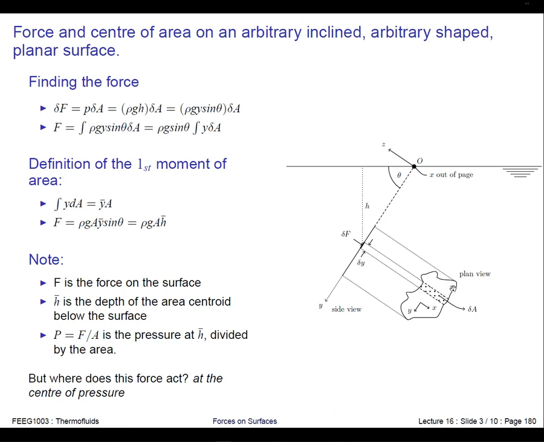But in the general case, it's a funny shape. You'd have to know what the first moment of area was, and then you can work out the total force on the plate. Okay, and if we wanted to work out the average pressure, so this is the force on the plate divided by the area of the plate, that's what this pressure is here. And the question is, well, where could this pressure be said to act?